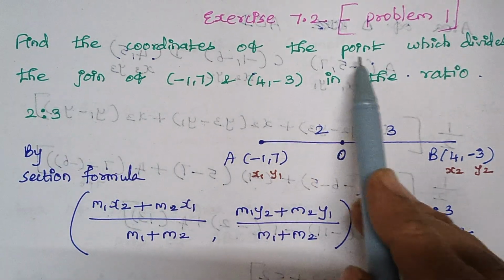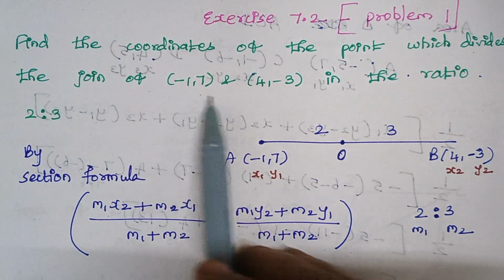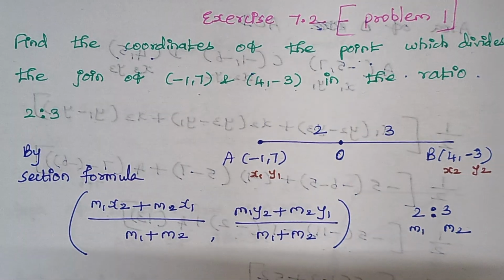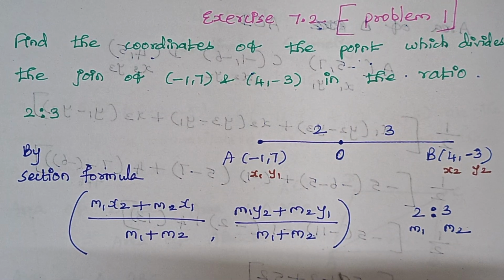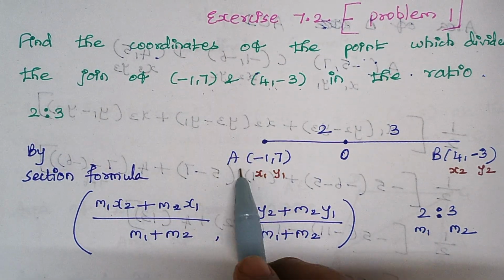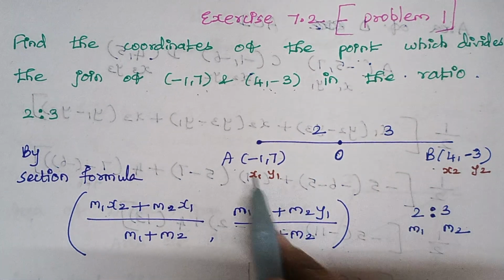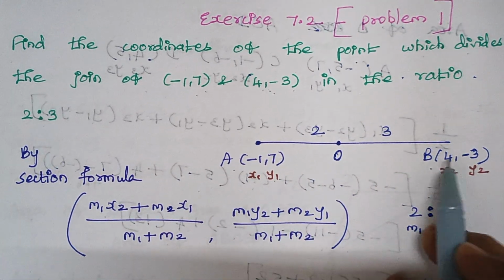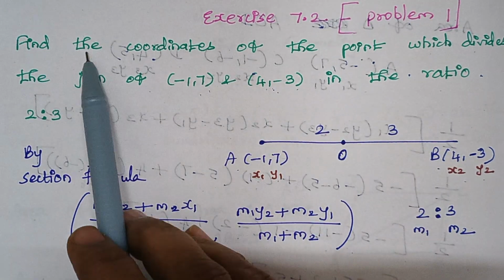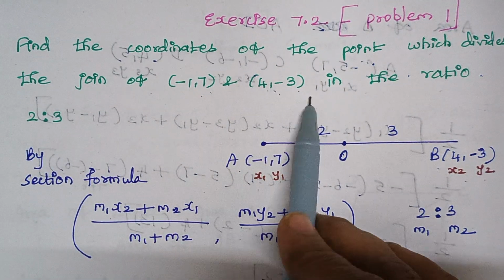Find the coordinates of the point which divides the join of minus 1, 7 and 4, minus 3 in the ratio 2:3. So first we have a line segment between these 2 points, right? So let this be our point A and let this be our point B. So as usual, point A gives x1, y1 and point B gives x2, y2, right? So find the coordinates of the point which divides the line, okay?